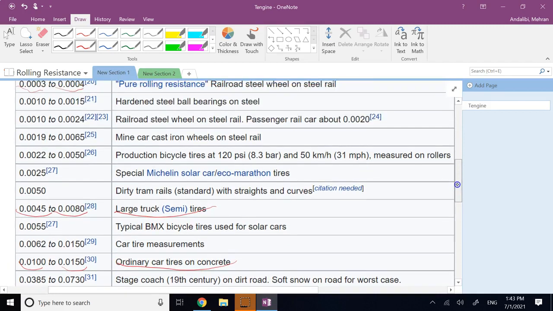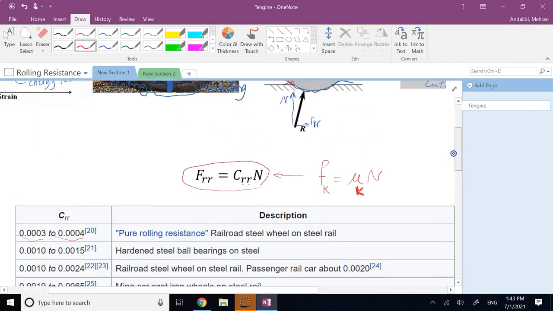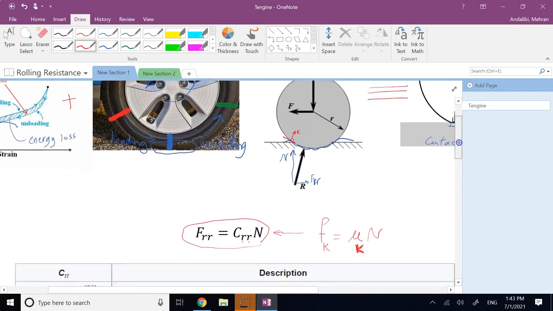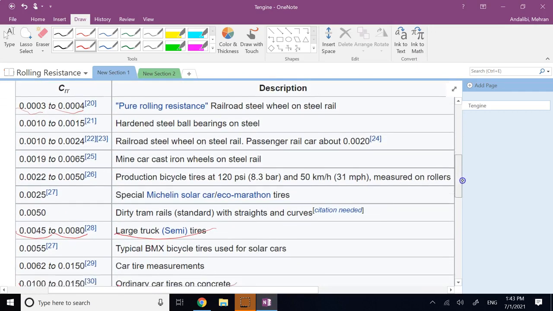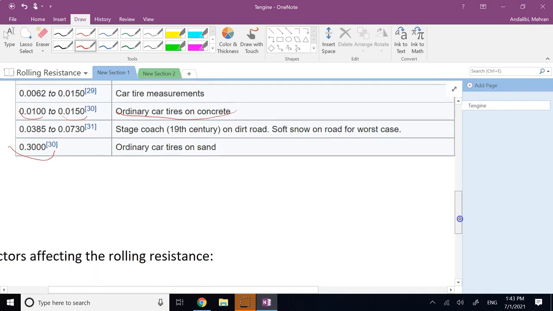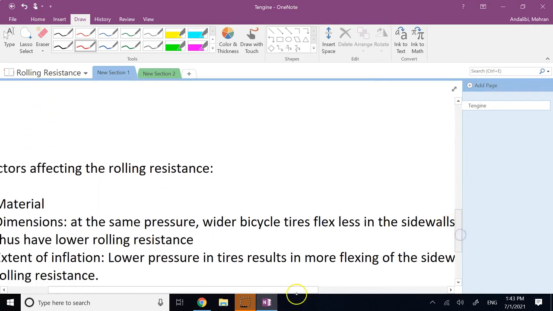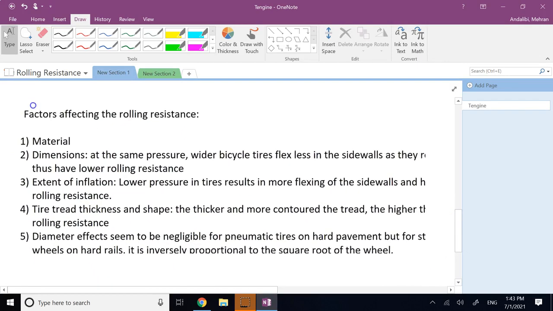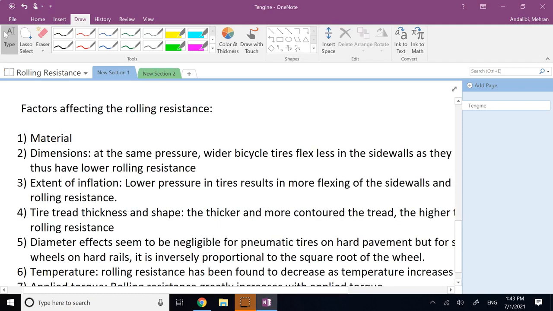But there are some of these numbers experimentally calculated. They are not perfect. They are just for some controlled conditions. And for each condition, if you really want it, you have to calculate it yourself or just approximate. So what are the factors that affect the value of this rolling resistance coefficient or the whole force, CRR or FRR? What are they? One is material.